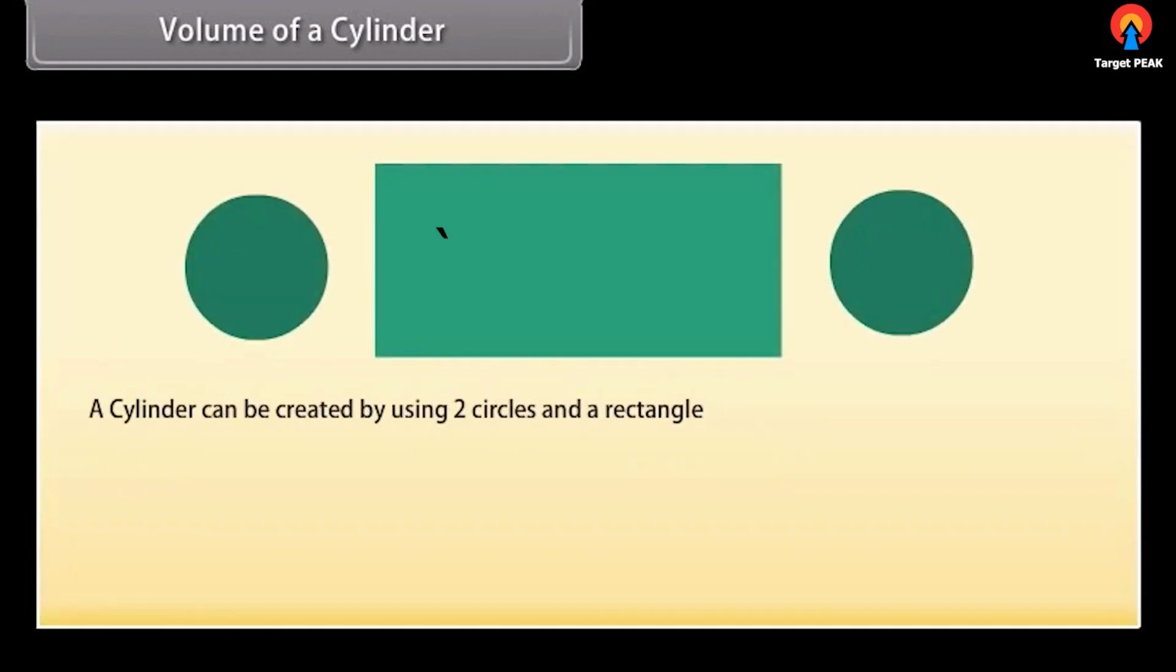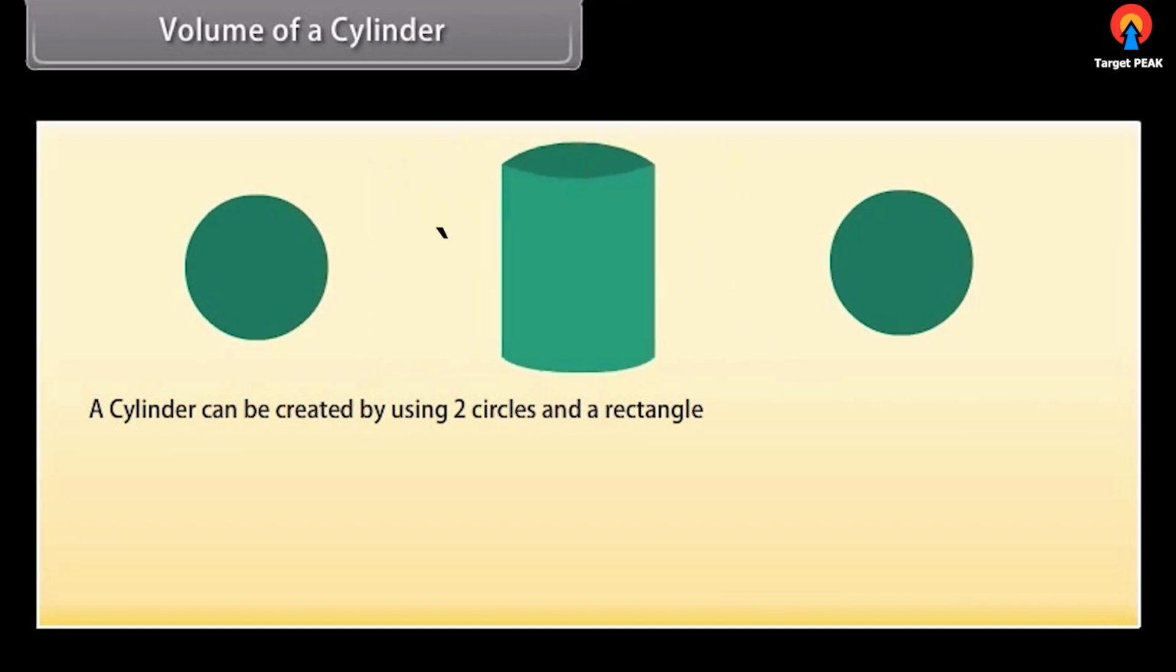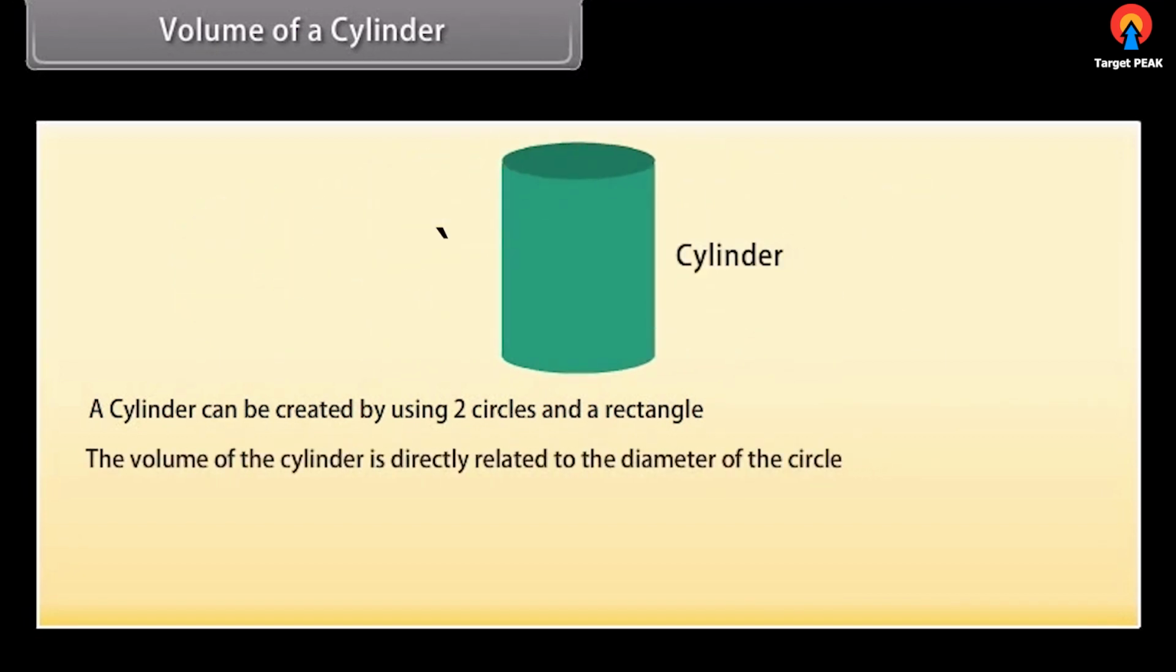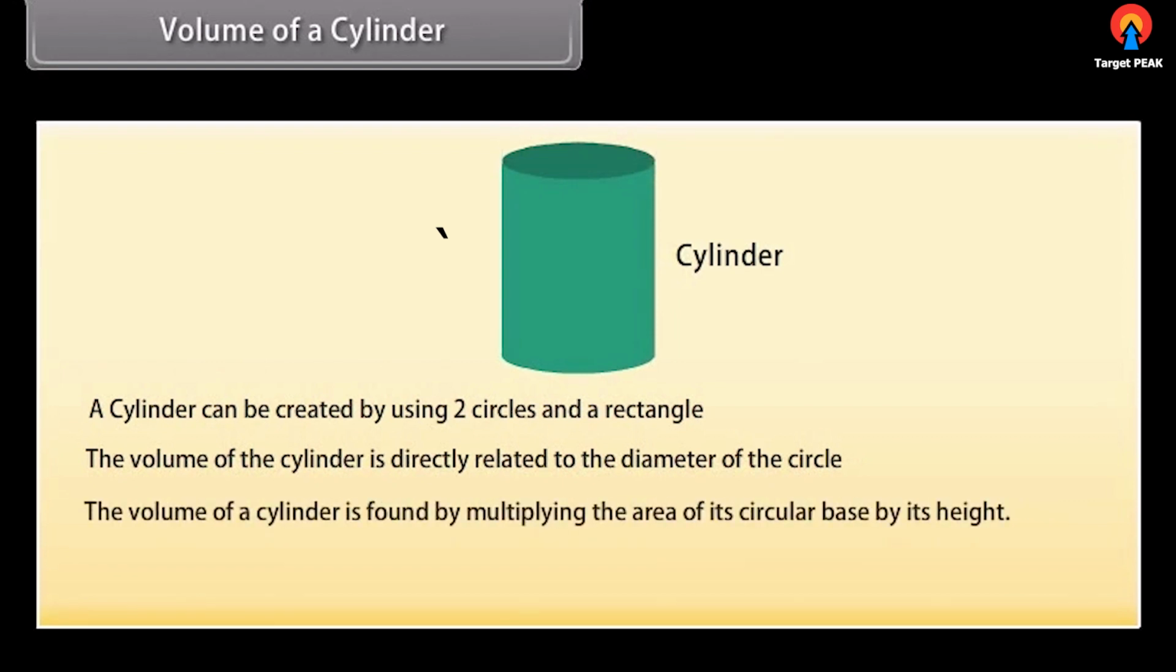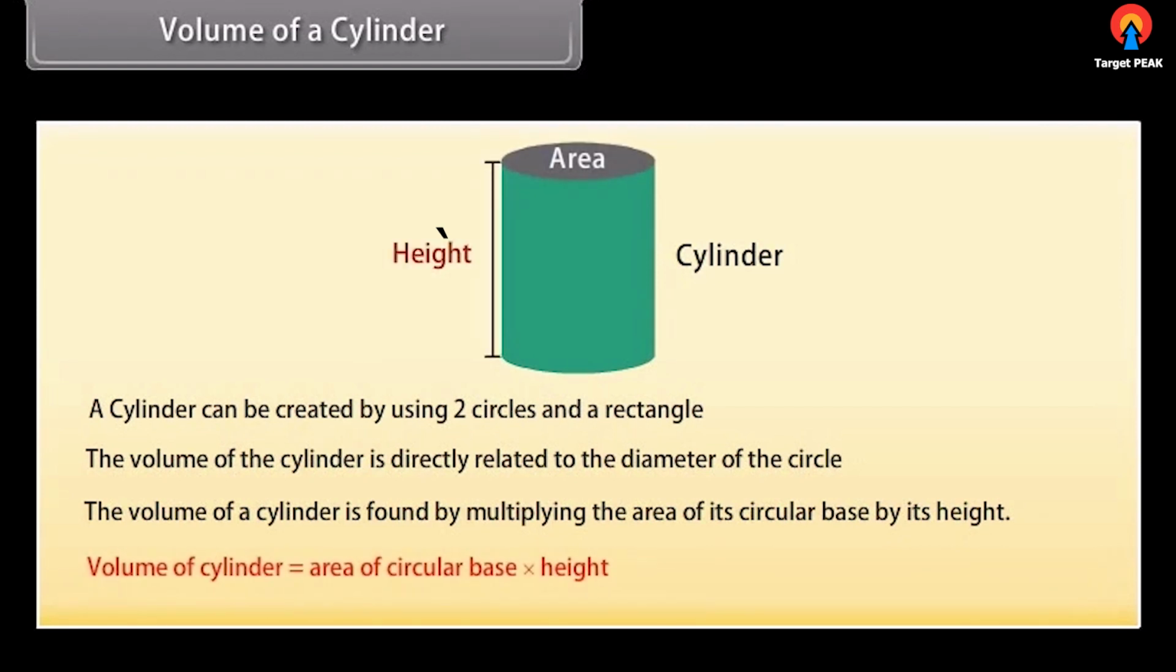Volume of a cylinder. A cylinder can be created by using two circles and a rectangle. The volume of the cylinder is directly related to the diameter of the circle. The volume of a cylinder is found by multiplying the area of its circular base by its height. That means volume of cylinder is equal to area of circular base into height.